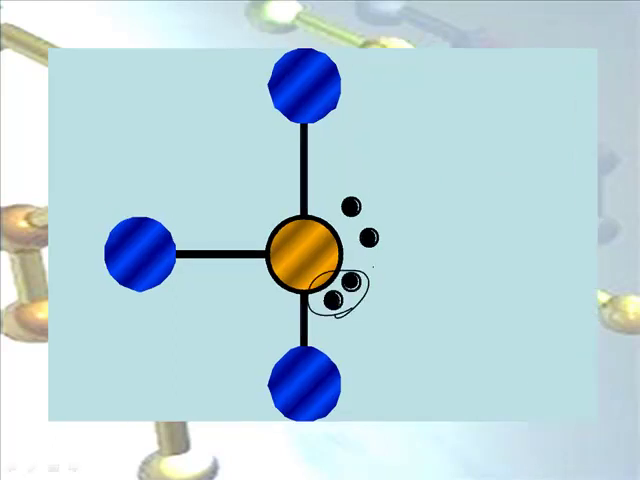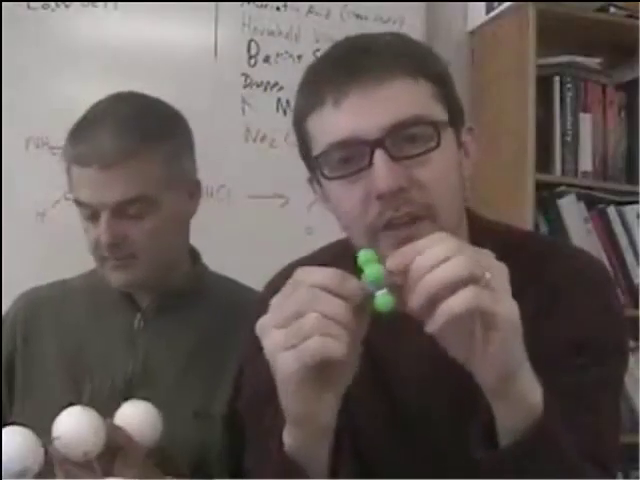If you take away an extra pair, or an extra bond, you still have 5 pairs, but now you only have 3 connections. This is the shape, and we call this the T-shape, because it's shaped like a T.